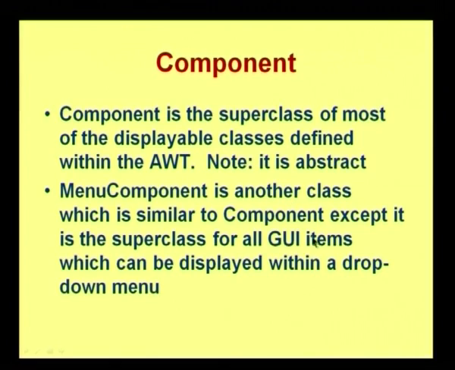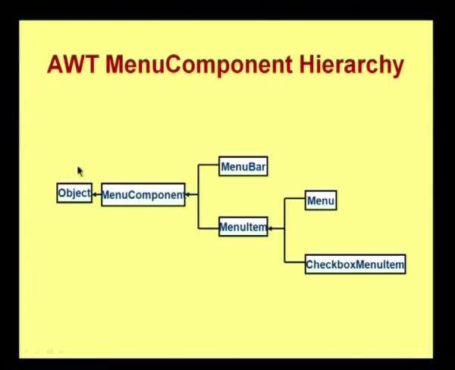Here menu component is another class which is similar to that of component, except it is a super class of all GUI items which can be displayed within a drop down menu. Whereas your menu is of type drop down. You have seen in all of your software you will have a menu available on the window. That menu will help you navigate through all the pages or all the documents that are available, based on your application.